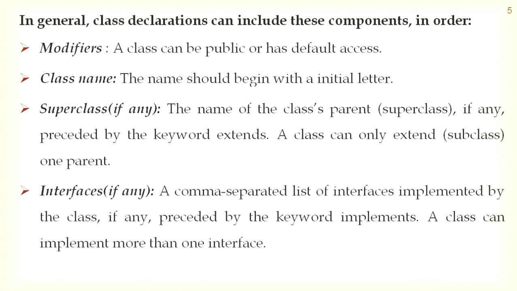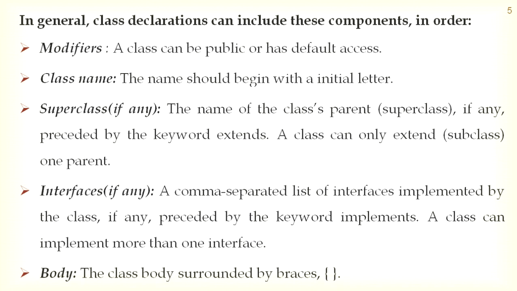Interfaces: a comma-separated list of interfaces implemented by the class, if any, preceded by the keyword implements. A class can implement more than one interface. Body: the class body is surrounded by braces.